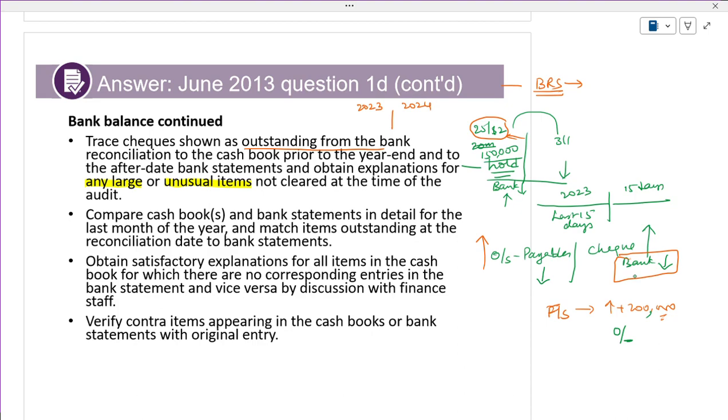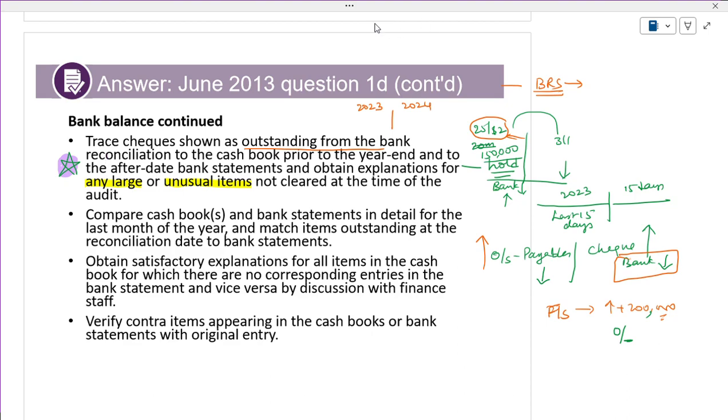The client communicates with the other party and says to hold the cash. But it is not affecting you only. It is also affecting the client, because his cash balance will be less, your cash balance will be more. We are not bothered about what happens to his statements. We are bothered about what happens to our statement. So this is one of the reasons, and most important, this is a very significant reason. I'm putting it in purple color, okay? Purple color. Any large, unusual items not cleared at the time of audit.